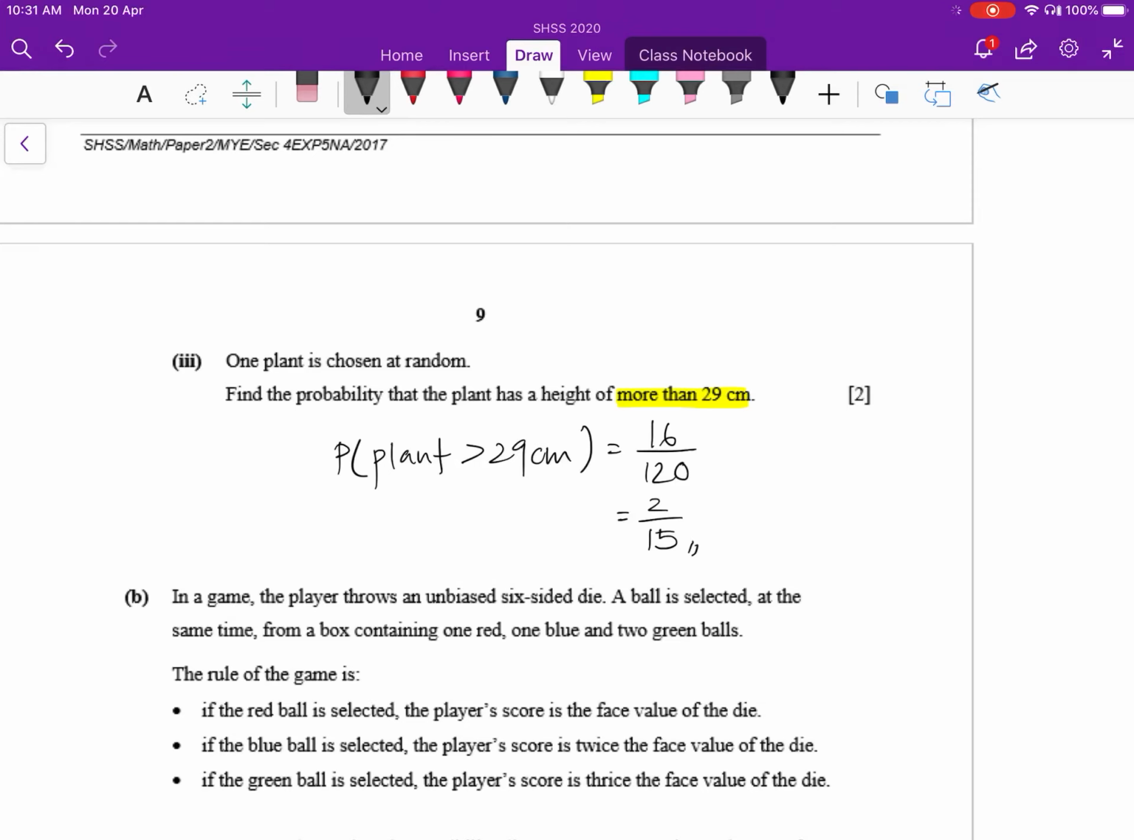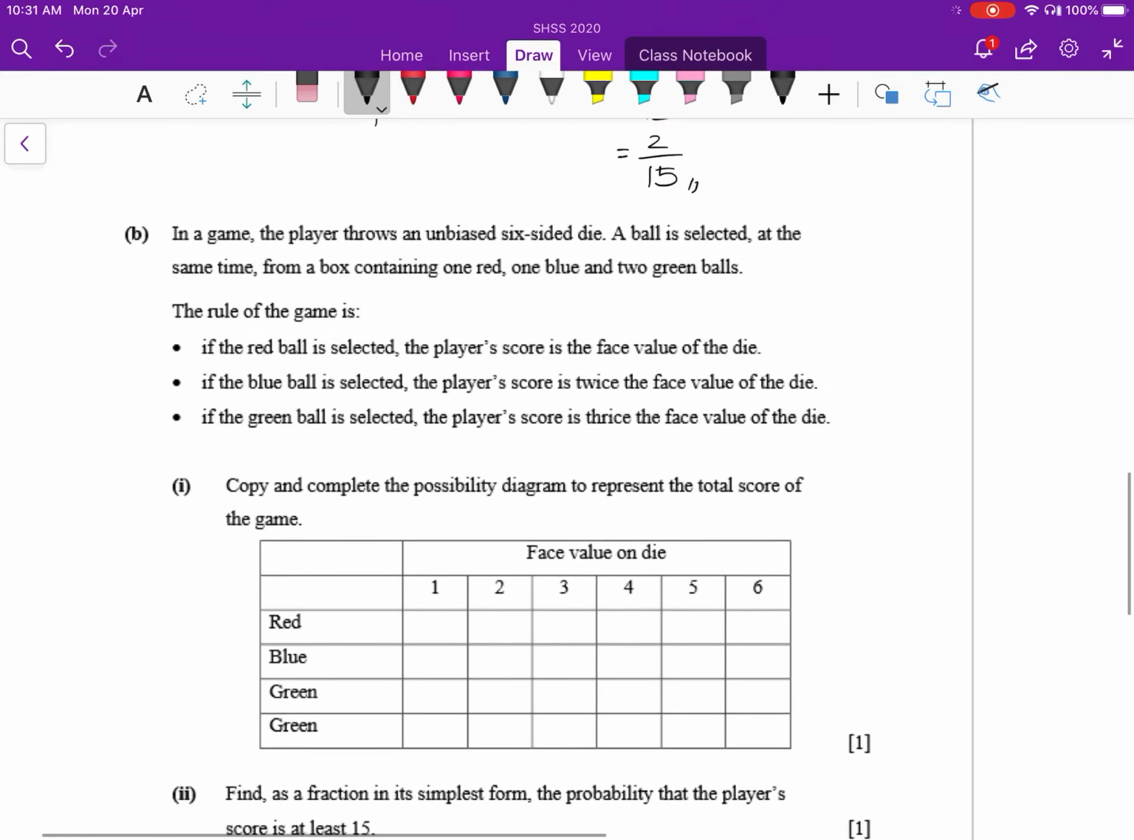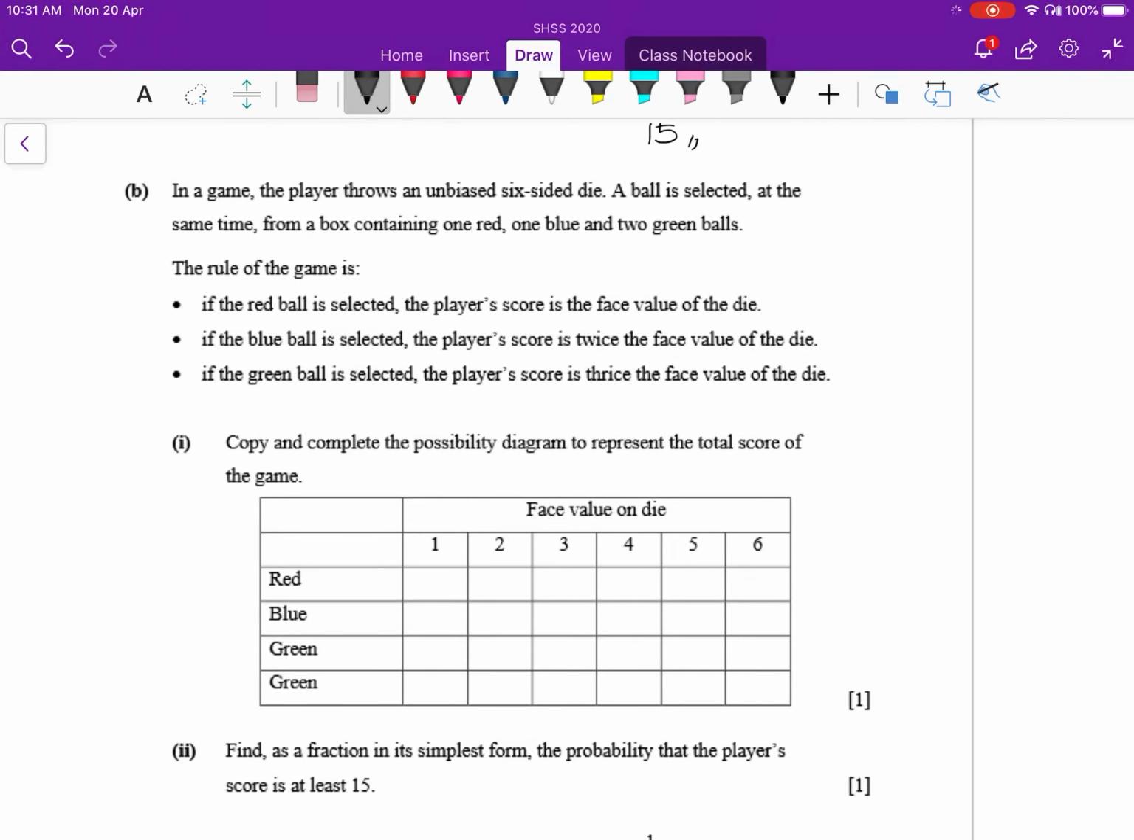Now part B question is something that we have done before. We're talking about a ball, unbiased dice, containing red, blue, and 2 green balls. The rule of the game is if the red ball is selected, the score is the same as the dice. So it's the same as the dice. So 1, 2, 3, 4, 5, 6.